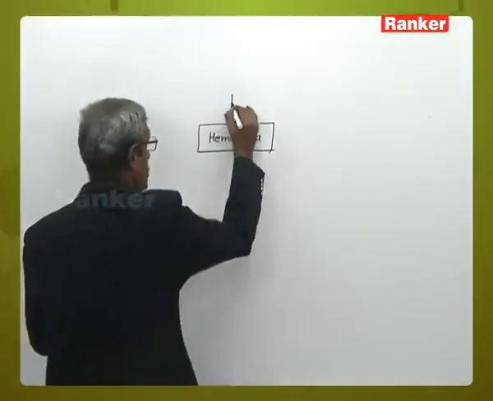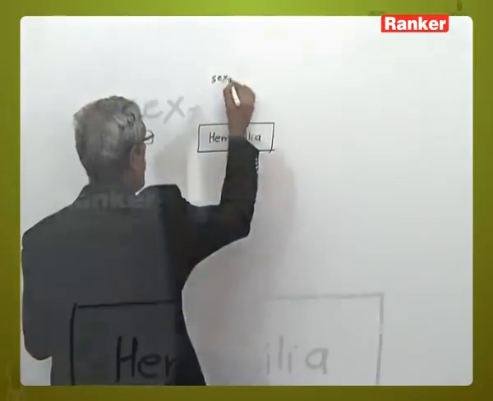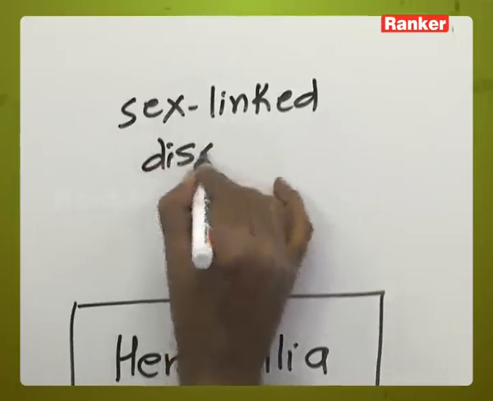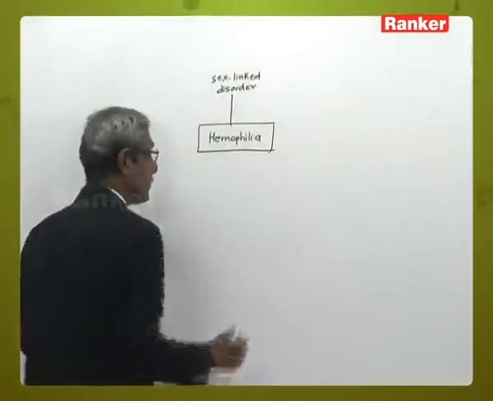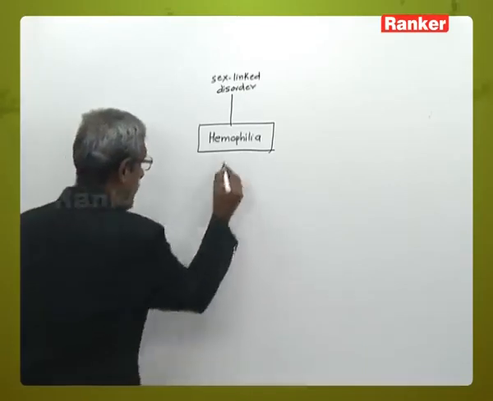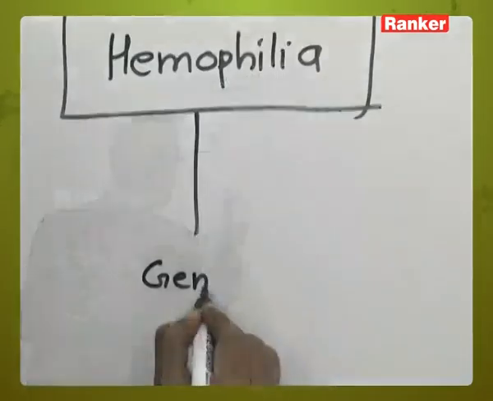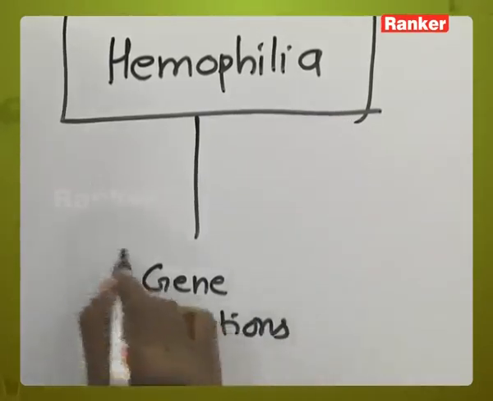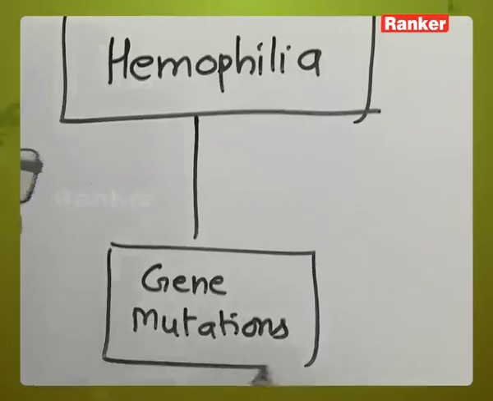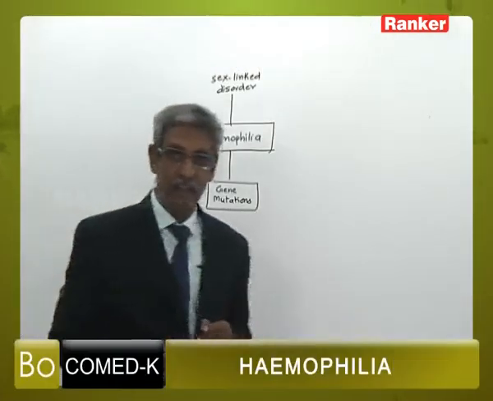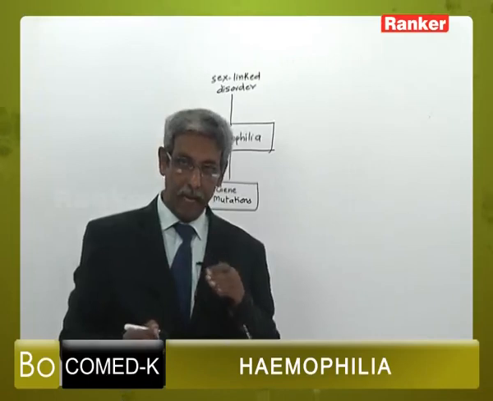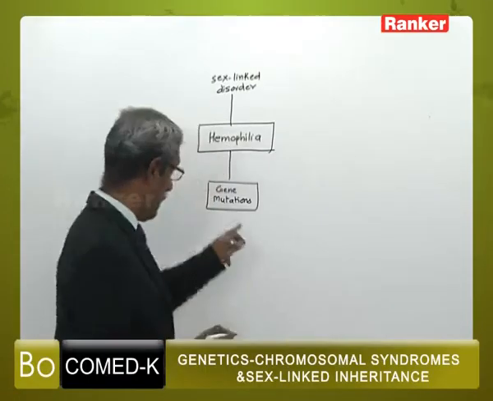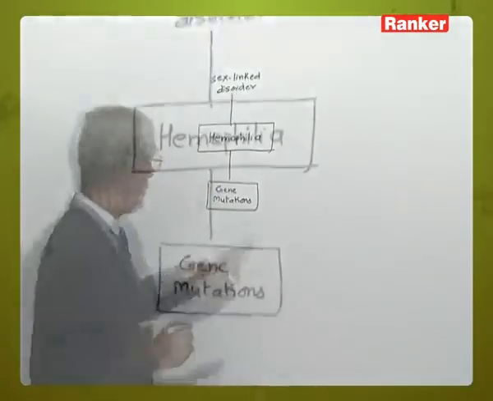Hemophilia is a sex-linked disorder, and it is primarily caused by gene mutations. Any change in the number, sequence and kind of nucleotides at the gene level or at the chromosome level is termed a mutation.